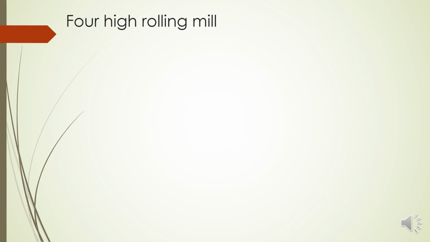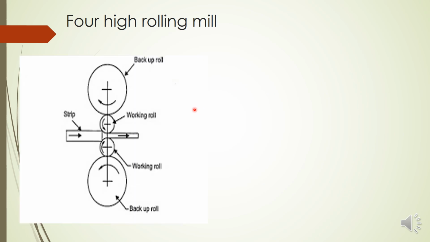Now what about 4 high roll mills? Here we have 4 rolls, but only 2 are working rolls. The other two are backup rolls, large in size, used to support the working rolls. They don't have any role in the direct pressing of the metal. So it consists of 4 rolls, of which 2 are working rolls and 2 are backup rolls.